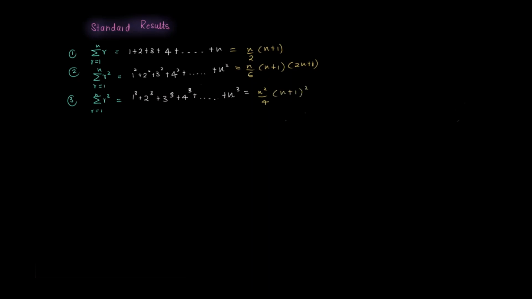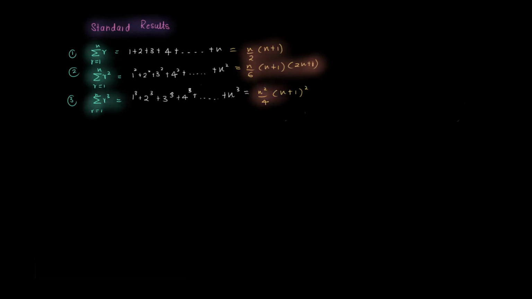So again, recap. Sigma r, r is equal to 1 to n, is n by 2 into n plus 1. Keep in mind, it's from r is equal to 1 to n. That's extremely important. And the second one, sigma r squared, r is equal to 1 to n, is n by 6 into n plus 1 into 2n plus 1, and sigma r cubed, r is equal to 1 to n, is n squared by 4 into n plus 1 whole thing squared.